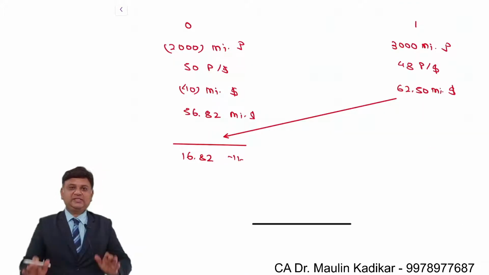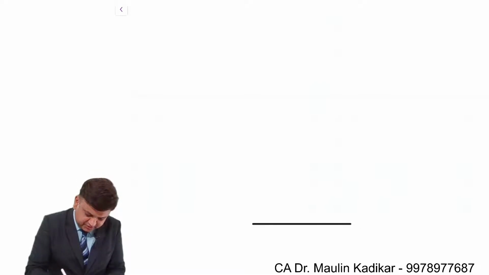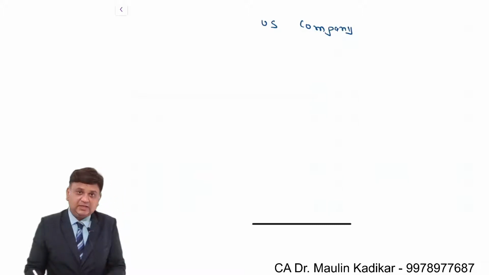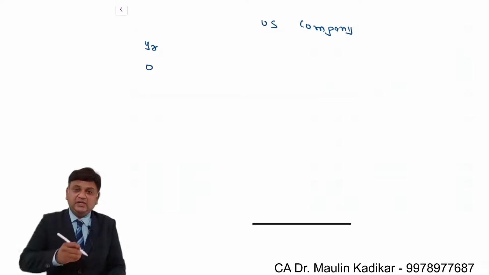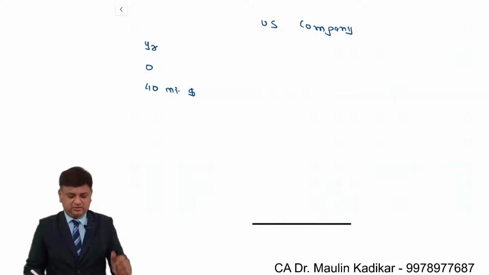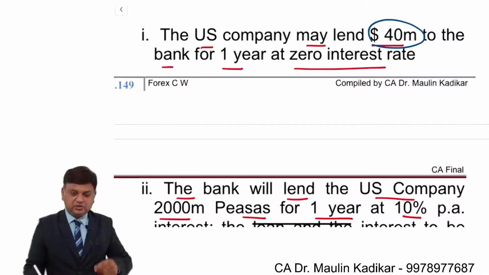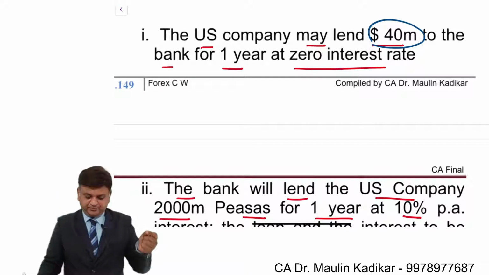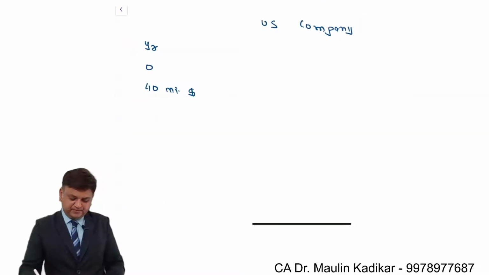Now in the second part of the question, let us understand what will happen. Of course, we are required to do the second part again from the US company's point of view. Listen carefully. In year 0, right now, I will give a loan of $40 million to the bank of that country. I will lend 40 million, so this is a cash outflow from my pocket. What is the interest? Zero. So at the end of 1 year, I will receive an amount of $40 million. No interest.